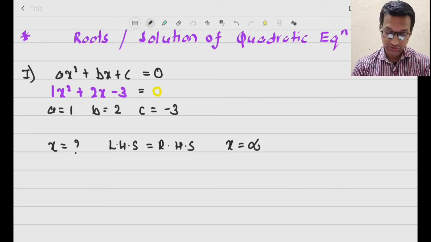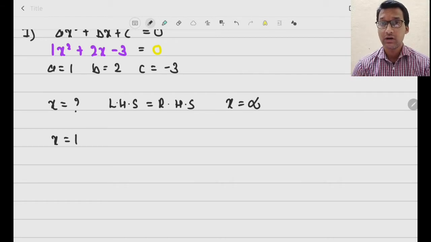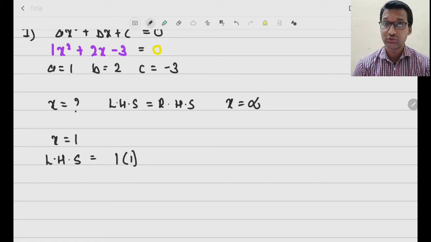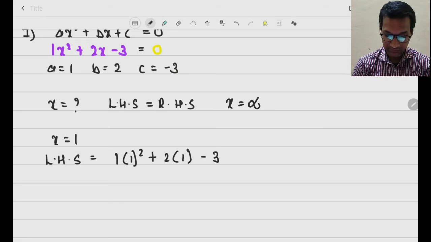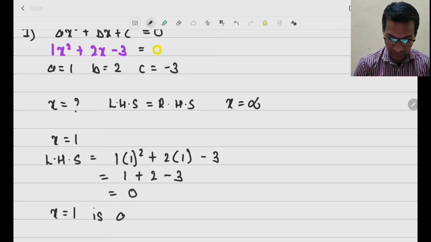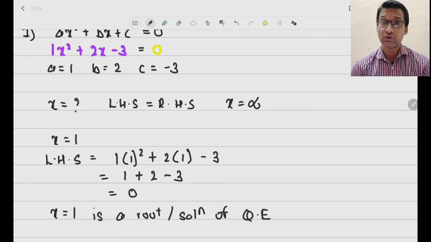For example, in the above equation, if I put x is equal to 1, let us put x is equal to 1 and see whether LHS becomes equal to RHS. So we have LHS which is equal to 1x square. That means we have substituted x as 1. So 1 square plus 2 into 1 minus 3. Now this will be equal to 1 plus 2 minus 3. So as you can see, this will be 0. 3 minus 3 will be 0. So yes, x is equal to 1 is a root or solution of the quadratic equation. x is equal to 1 is the root or solution of the quadratic equation.